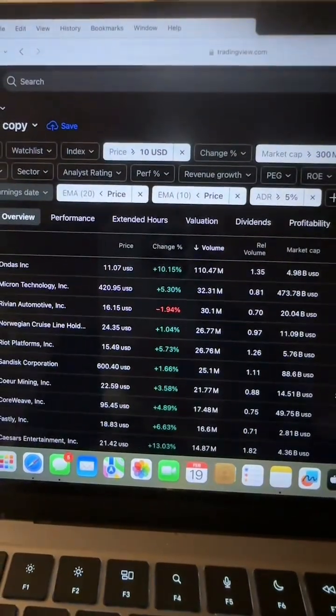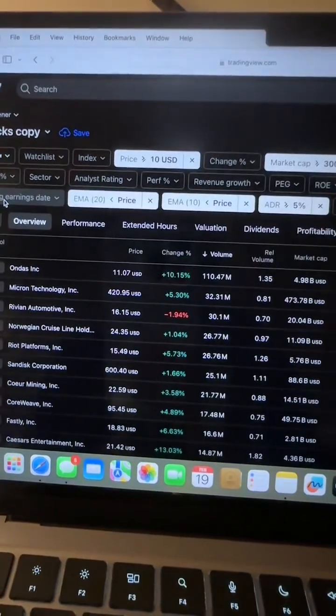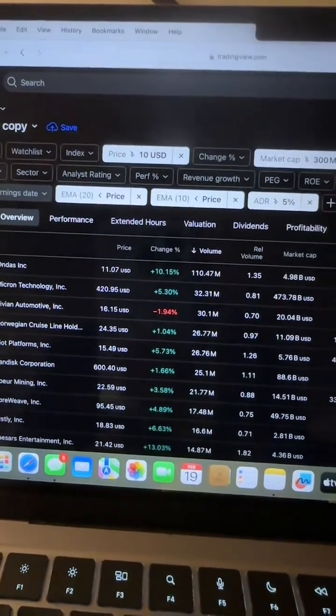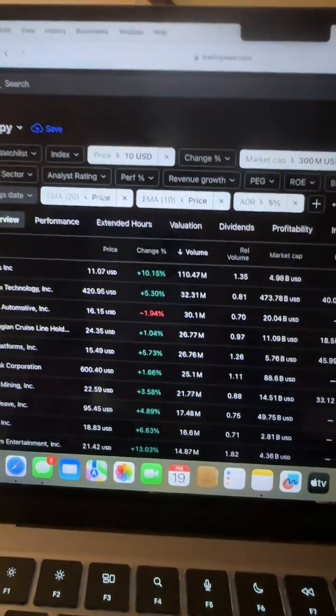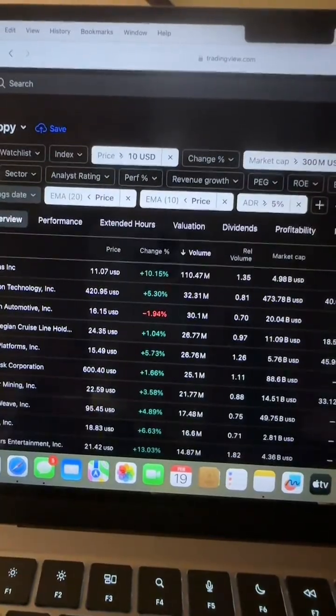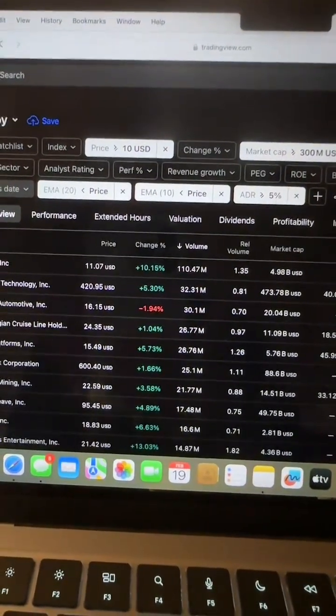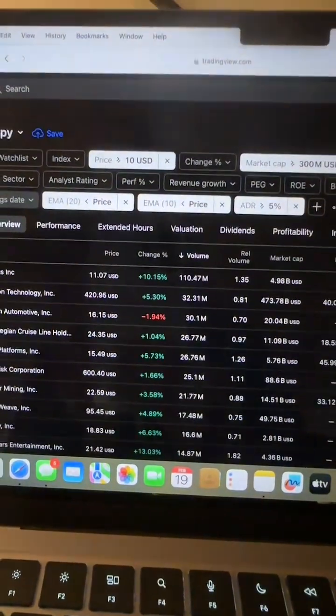Next, I have price to be above the 10 and 20 EMAs. Now, EMAs are moving averages. They help show short-term trend direction. So if price is above both, then it usually means that buyers are in control, momentum is already moving up, and that is part of my strategy. So I want stocks that are already showing strength, and this just helps me filter for that.